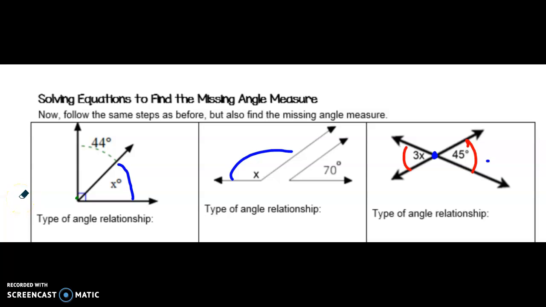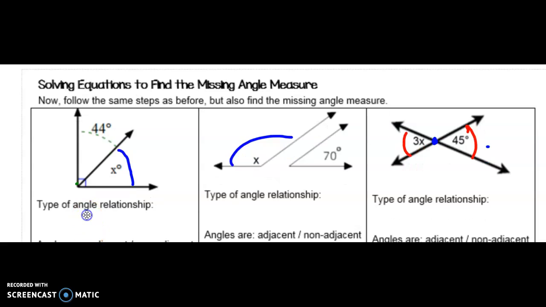Solving equations to find the missing angle measures. So we're going to follow the same steps as before, but we're also going to find the missing angle measure. So first, what type of relationship is shown here? We see this little square, so we know together these angles need to equal 90 degrees. This shows a complementary relationship.